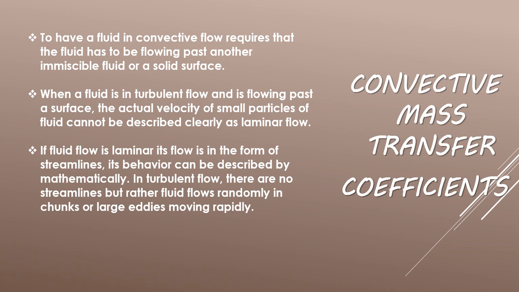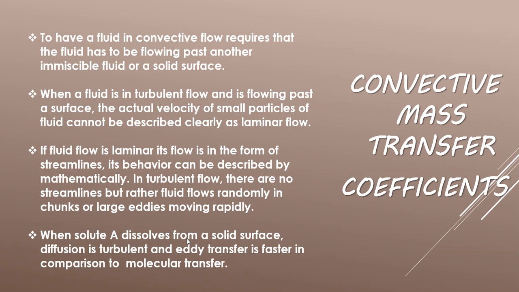Now, if a fluid is laminar, its flow is in the form of streamlines, and its behavior can be described by a pure mathematical expression. However, if it's in turbulent flow, there are no streamlines, but rather the fluid flows randomly in chunks, or large eddies moving very rapidly. So when a solute dissolved from a solid surface, or a solute from a particular fluid, diffuses to another immiscible fluid, then the diffusion is turbulent. And eddy transfer is faster in comparison to simple molecular transfer, just like diffusion. So in this case, you need to know what equation to use in the convective mass transfer scenario, and what appears in those equations.